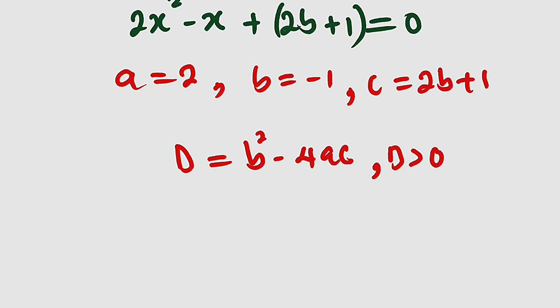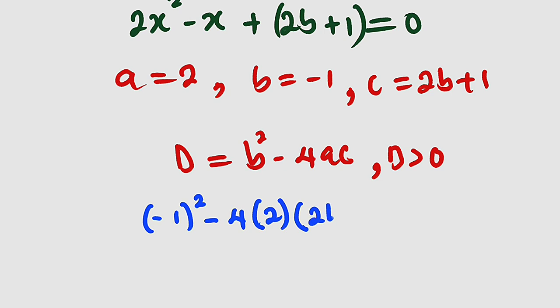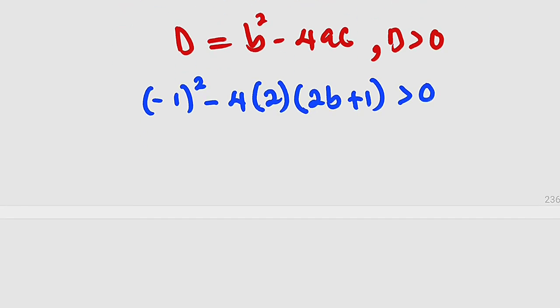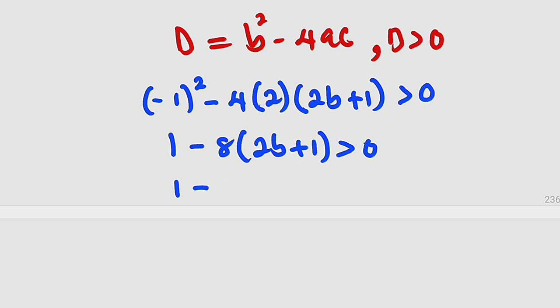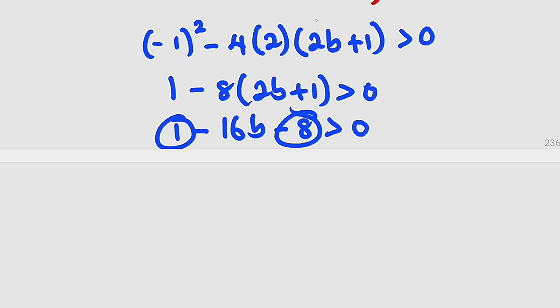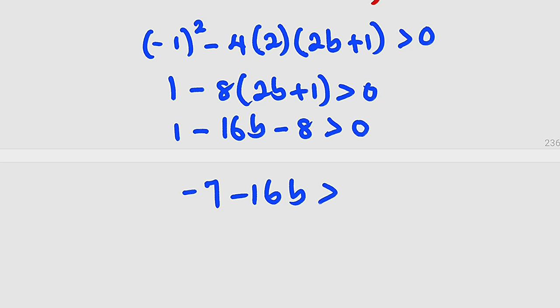Now let us substitute. For b squared, we have negative 1 squared, minus 4 times a, which is 2, times c, which is 2b plus 1. We want a situation whereby this will be greater than 0. Negative 1 squared is 1, minus 4 times 2 is 8, multiplied by 2b plus 1, greater than 0. 1 minus 8 times 2 is 16b, minus 8 times 1 is minus 8. This must be greater than 0. You can see that 1 minus 8 is negative 7. We have minus 7 minus 16b, greater than 0.